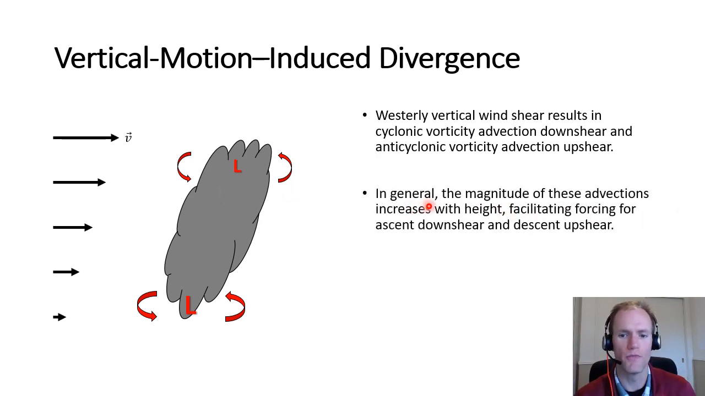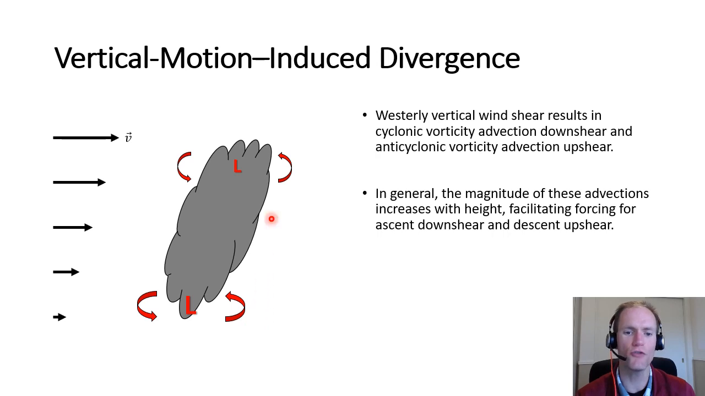In general, the magnitude of these advections increases with height. So the wind speed increases, but the rotation strength decreases somewhat. So there's counteracting effects. The magnitude of advection is related to the wind speed advecting the strength of the feature. So we have a faster wind speed, but a weaker feature. The balance between the two favors the stronger wind speed. So you get stronger cyclonic vorticity transport aloft and weaker cyclonic vorticity transport down near to the surface.